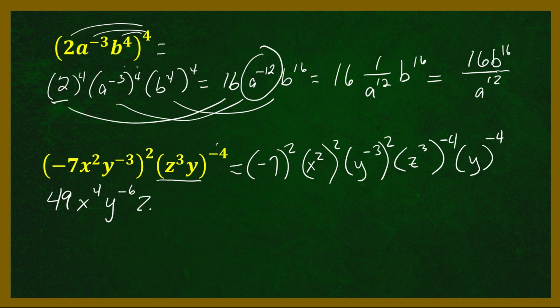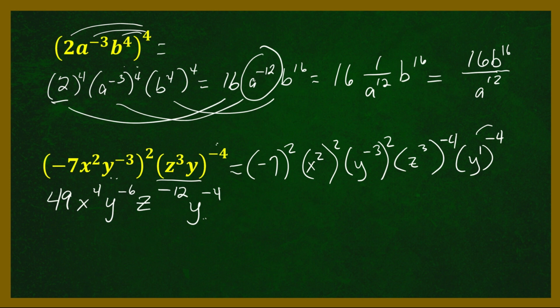Then we have z raised to the negative 12th power. And then we have y raised to the negative 4th power, because right here the exponent on y is understood to be 1. So 1 times negative 4 will give you negative 4. Okay, when we look at this expression, we see that we have two y's. We have y to the negative 6th power, and we have y to the negative 4th power.